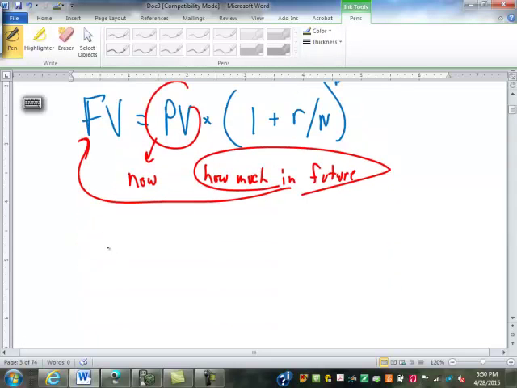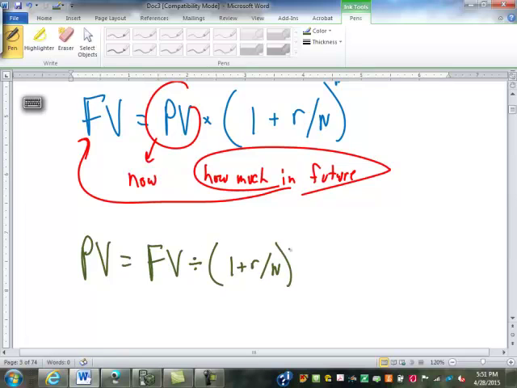Sometimes when dealing with compound interest, we want to know how much do we need now in order to have some future amount. So let's say we know that we're going to need $8,000 to buy a car in 2 years. How much do we have to put away right now so it'll grow to be that $8,000? Well, the $8,000 would be the future value. We're trying to find how much we need right now, which would be the present value. So it would be the future value divided by 1 plus r divided by n to the power of nt. That should look a little bit familiar.